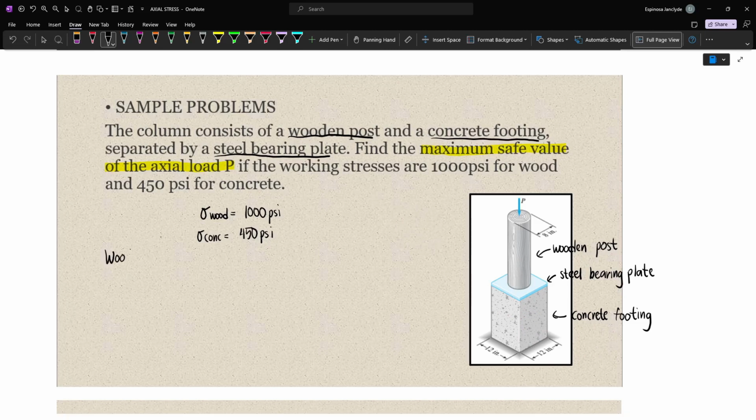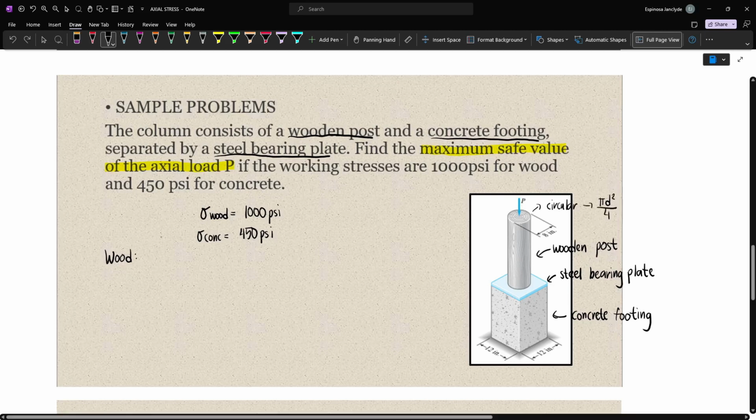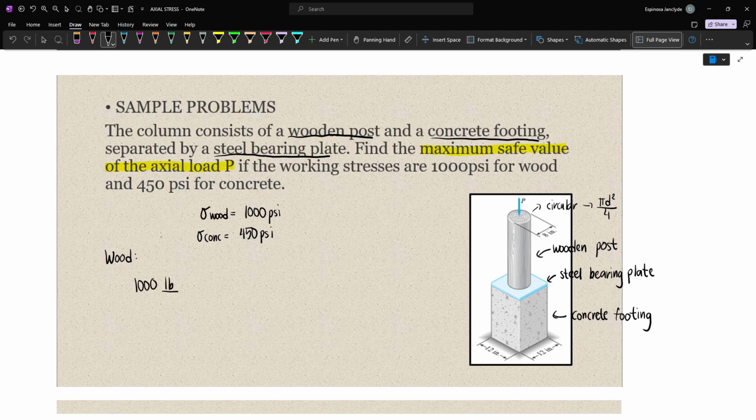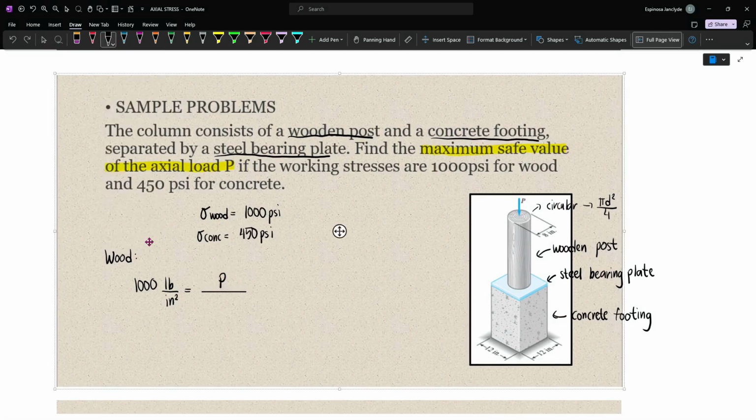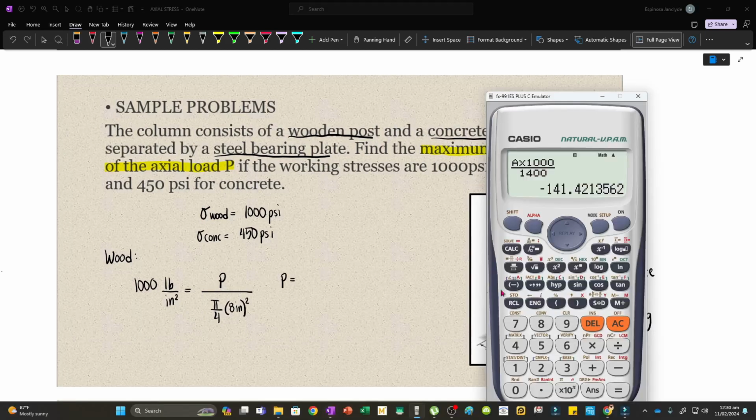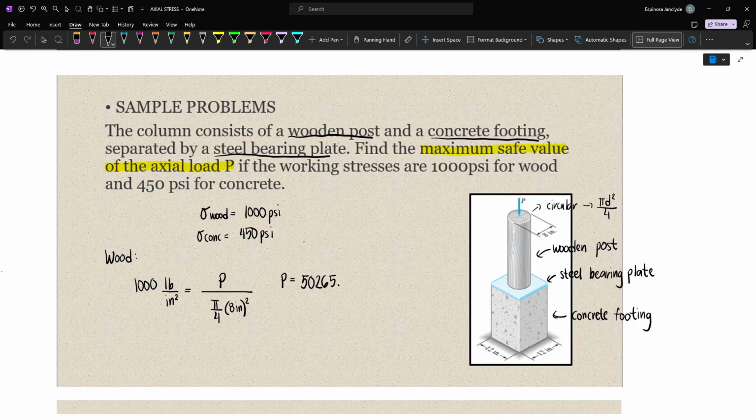Now, considering the wooden post, we have an allowable stress of 1000 pounds per square inch, and that will be equal to P divided by the area. The area of the wooden post is circular, so that will be pi times d squared divided by 4. The diameter of our wooden post is 8 inches, so we will use that dimension. And so solving P, we have 50,265.48 pounds. This is the allowable load considering the wooden section.